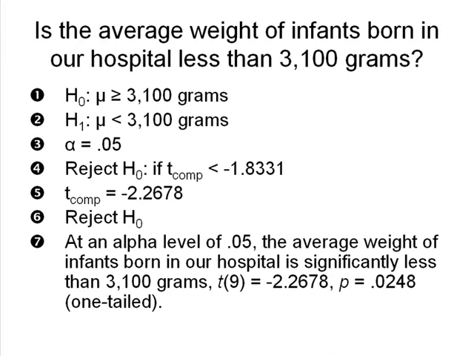Now, the conclusion is the only thing we publish. The other 6 steps are just to help us get to our conclusion. But for this class, you do have to do all 7 steps. But when you write up a research study, all you'd say is at an alpha level of 0.05, the average weight of infants born in our hospital is significantly less than 3,100 grams. t parenthesis 9 equals negative 2.2678. p equals 0.0248, and it was a one-tailed test.